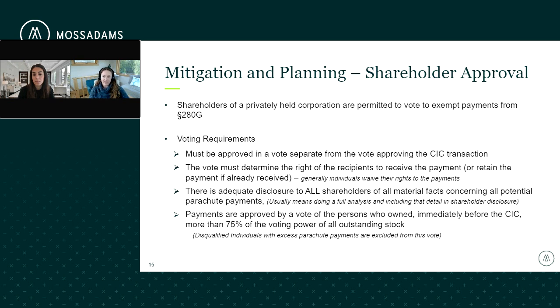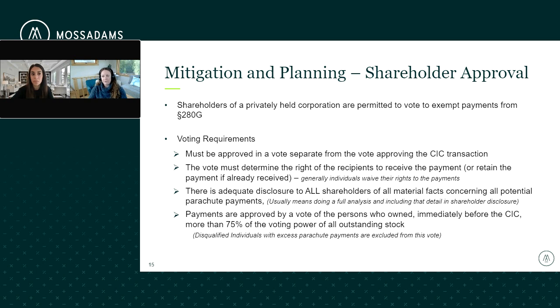And in order to qualify under this exemption, they have to meet the following voting requirements. First, it must be approved in a vote that is separate from the vote approving the change in control transaction. So in other words, the transaction or the change in control cannot be contingent on having a successful approval of the payments. Second, the vote must determine the right of the recipients to receive the payment, or if it's a payment they've already received, the right to retain that payment.